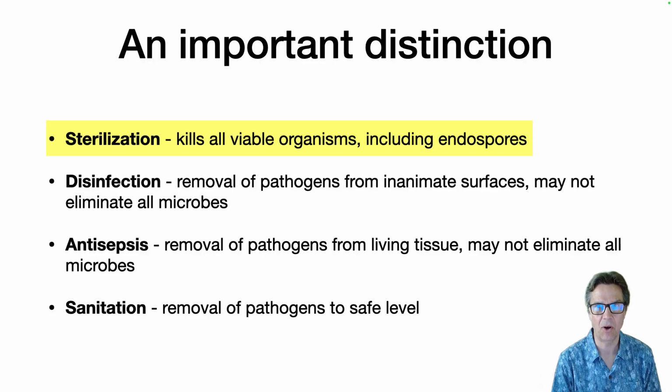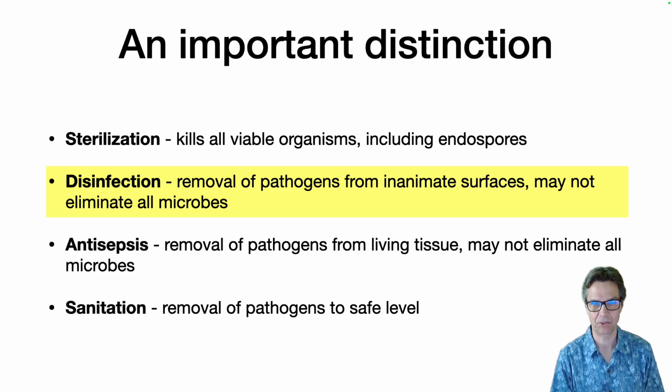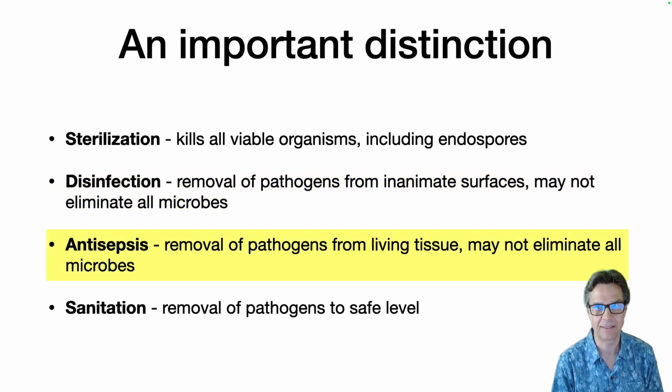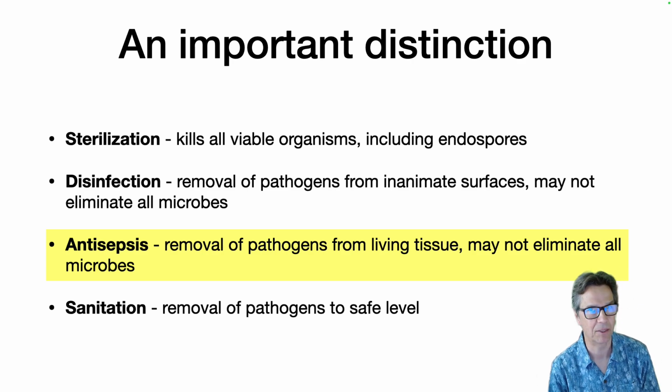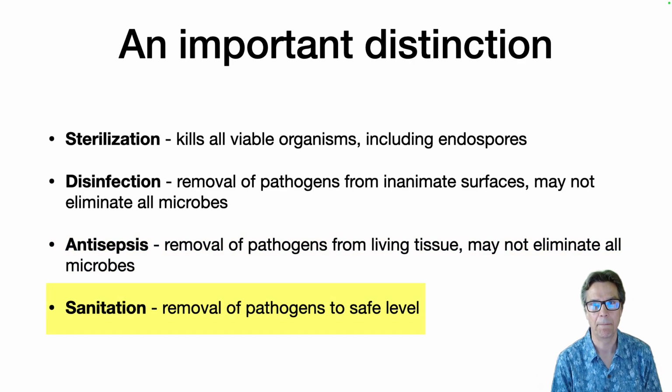Sterilization kills all viable organisms, including endospores. Disinfection removes pathogens from inanimate surfaces, but may not eliminate all microbes. Antisepsis removes pathogens from living tissue, but again, may not eliminate all microbes. Finally, sanitation removes pathogens to a safe level, but again, does not eliminate all microbes.